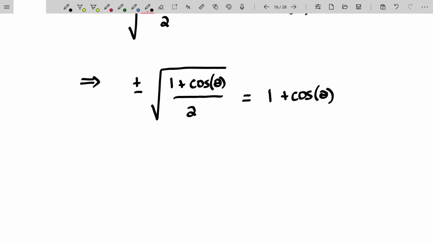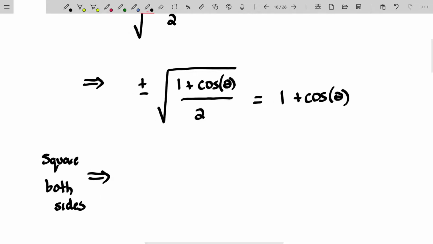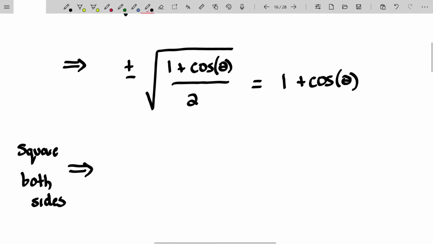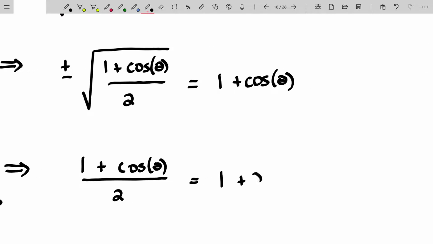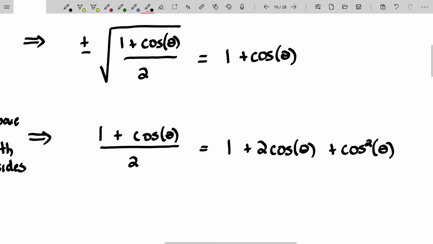All right, we're going to square both sides. Sorry about that. Square both sides. And when you square both sides, obviously squaring that radical, you get rid of the square root and the plus or minus, and it just becomes a 1 plus the cosine of theta over 2. That's beautiful. Squaring the right-hand side, you'll get 1 plus 2 cosine of theta plus cosine squared. Don't make the mistake of saying it's just 1 plus cosine squared. That's bad algebra. So you're squaring the binomial, 1 plus cosine quantity squared.